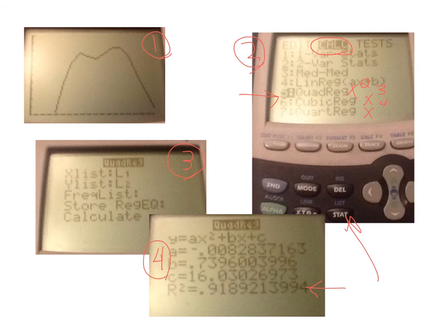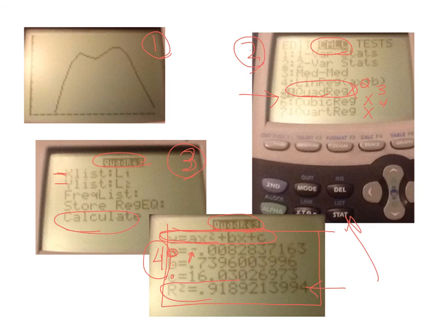So I selected quadratic regression, which you see right here. I'm sorry, you see right here, 1, 2, then 3. My X list was list 1 because that was my independent. My dependent was list 2, and I calculated it. And this right here, I actually got an equation. So using this equation right here, I've got my A term, which is negative, my B term, my C term, and this number right here sort of gives you an idea if the data is valid or not.